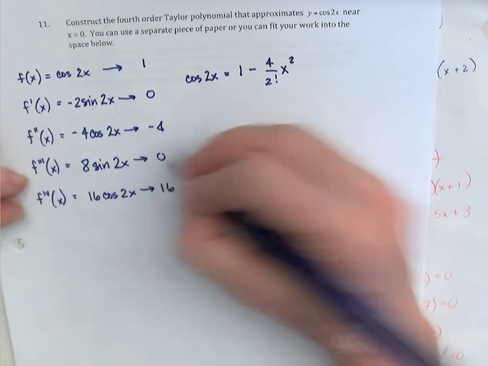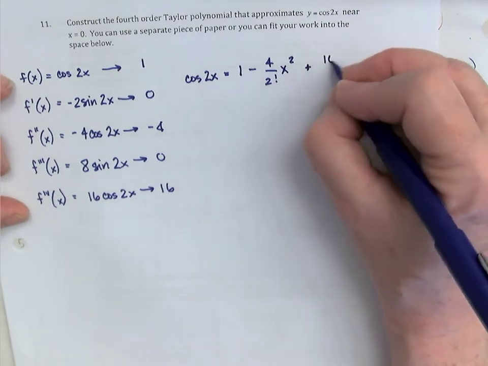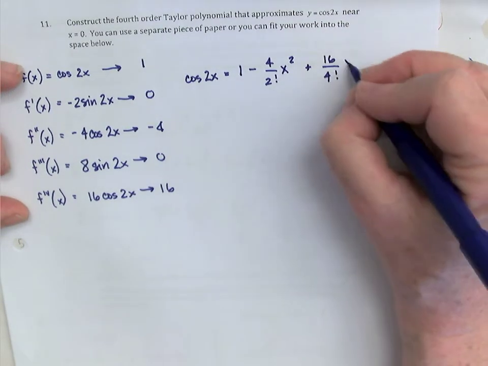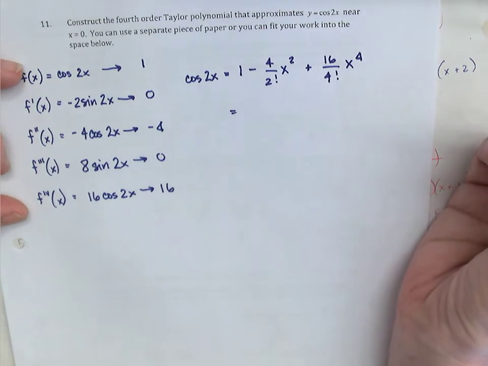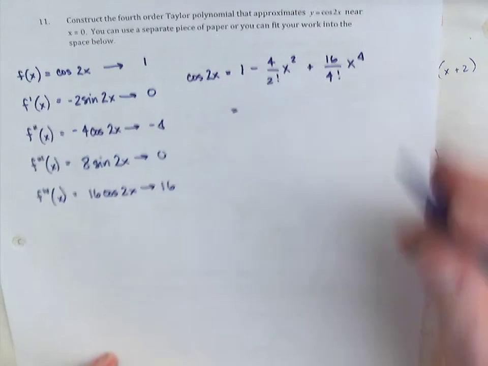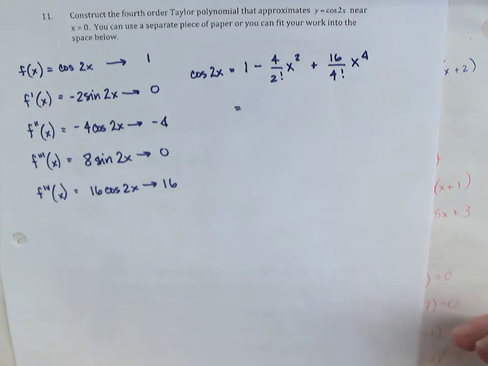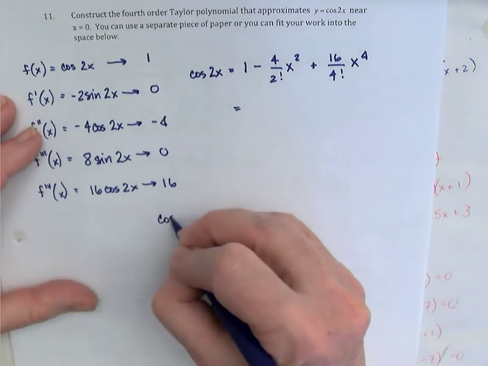then I'm going to have a 0, and then I'm going to have plus 16 over 4 factorial x to the fourth, which, let's see, simplifies. I could simplify this if I wanted. I'm just going to compare that to what I know we had about cosine, right?